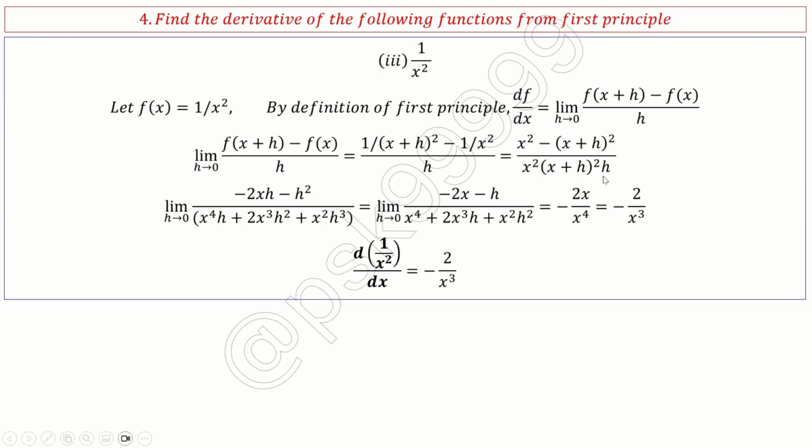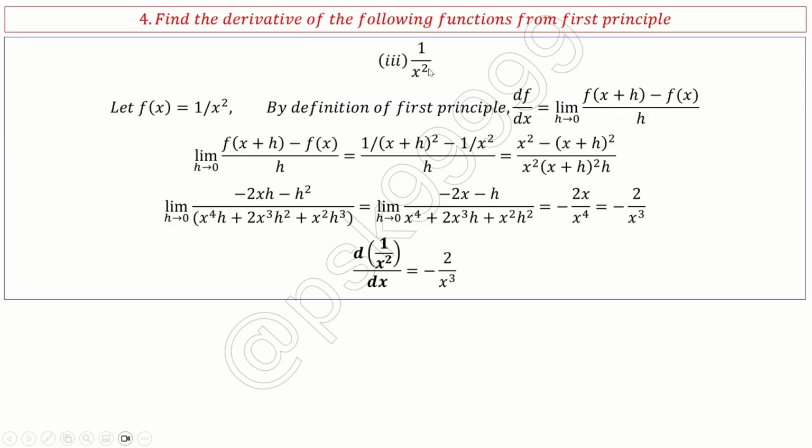So you cancel the terms and then multiply this product here. Okay. Finally, if you simplify and substitute h equal to 0, you are left with minus 2x by x to the power of 4, which is nothing but minus 2 by x cube. Okay. So the derivative of 1 by x square with respect to x is nothing but minus 2 by x cube. Okay, this is the answer.